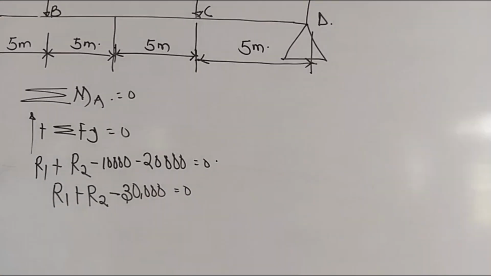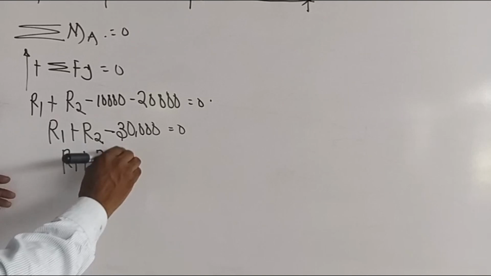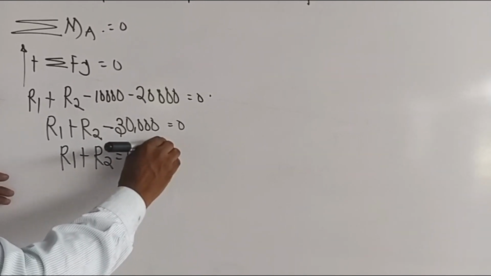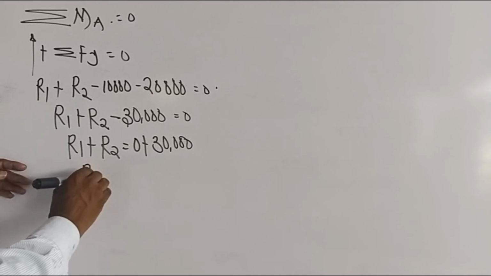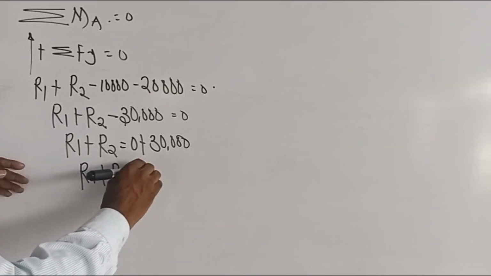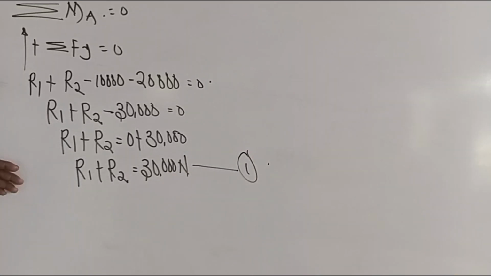So let's make R1 and R2 the subject of the formula. R1 plus R2 is now 0 plus 30,000. By collecting like terms, R1 plus R2 is equal to 30,000 Newton. Let's call this equation 1.